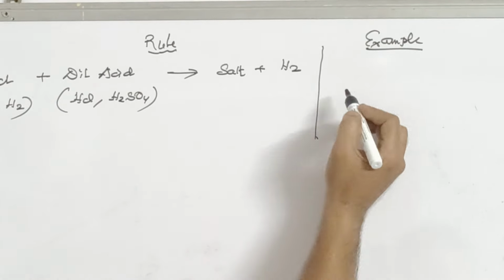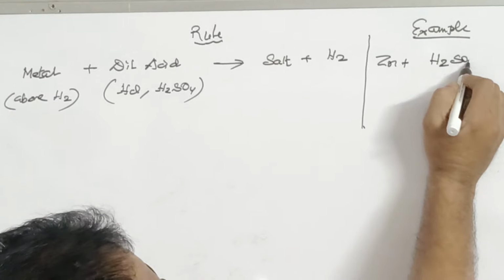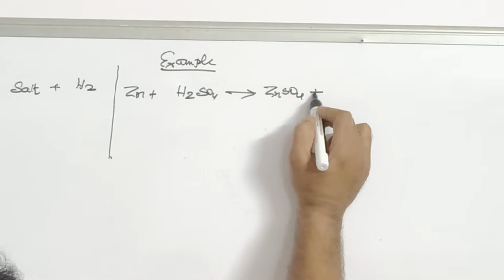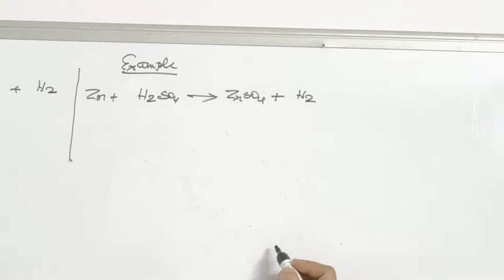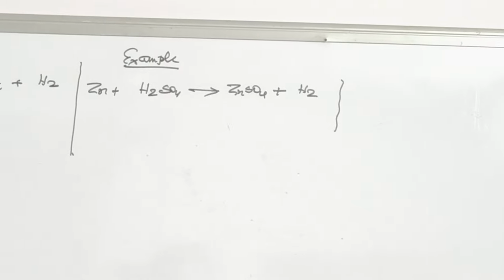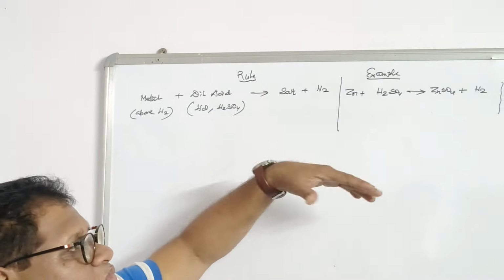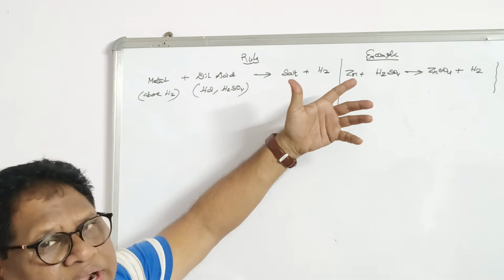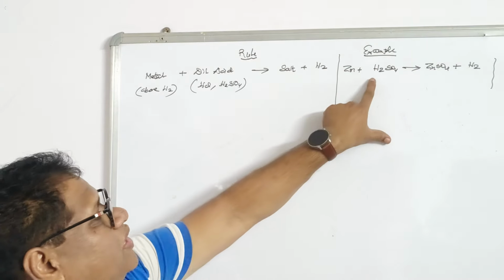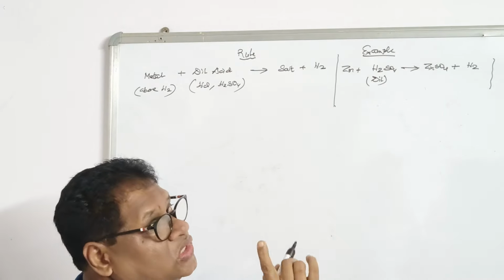I am taking a metal above hydrogen, for example zinc, making it react with sulfuric acid. We get the salt zinc sulfate plus hydrogen gas, right? Now, the importance of this reaction is that we can prove the position of the metal above hydrogen in the activity series, right? If you want to prove that zinc lies above hydrogen, you can support this equation. This equation also confirms the chemical property of dilute sulfuric acid. This is the reaction for only dilute acids, not concentrated.